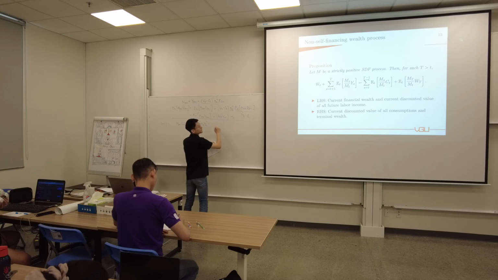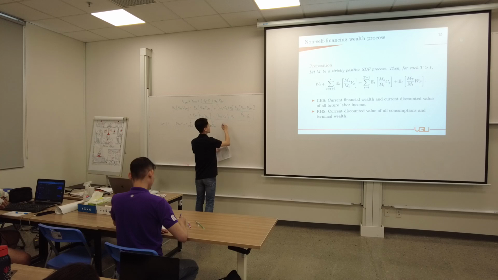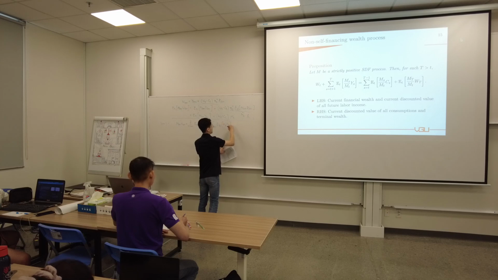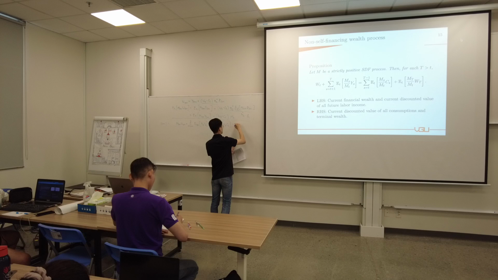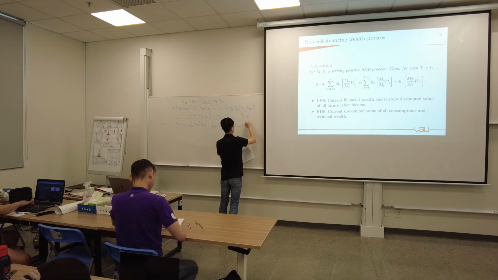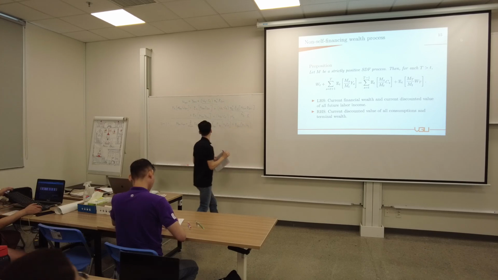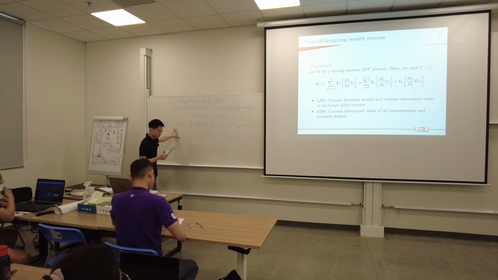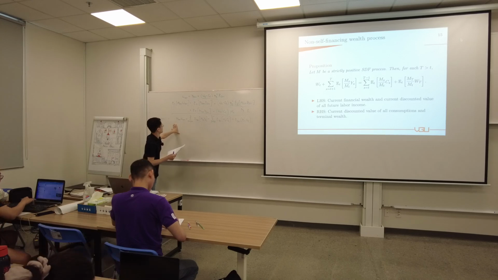The right hand side we have summation s from tau plus 1 up to T minus 1. We have conditional expectation, conditional on time tau plus 1 information. We have the ms, we have the cs, and then we have the conditional expectation of m capital T, W capital T. So I'm just copying that equation with time tau plus 1.